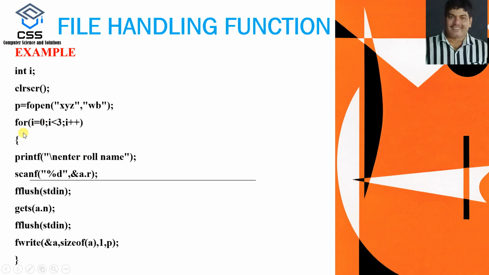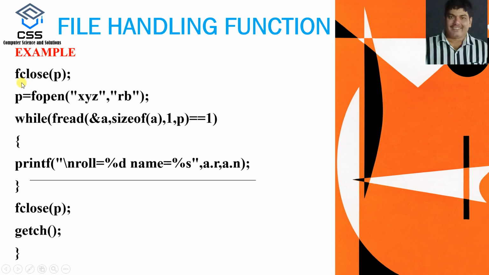After entering 3 records, it will come out of the loop. Then the records will be displayed. How will it be displayed? Now you close the file pointer and again open that file in read binary. Till when do you have to read? In binary mode, the end of the file is represented: if data is present, it is represented as 1, and if data is absent, it is represented as 0. It will read the first record: address of variable, size of variable, 1, file pointer. If the first record is read, that means true, which means 1. Is 1 double equal to 1? Yes, because in binary mode, data present is 1, data absent is 0.